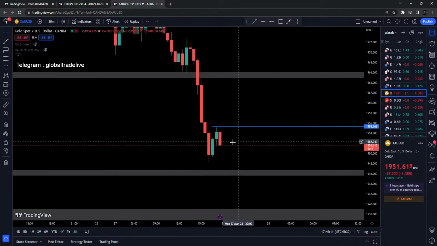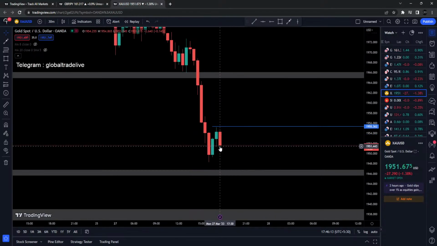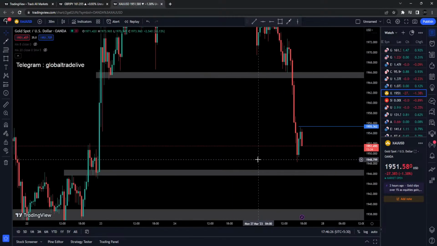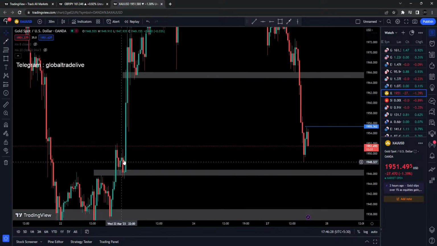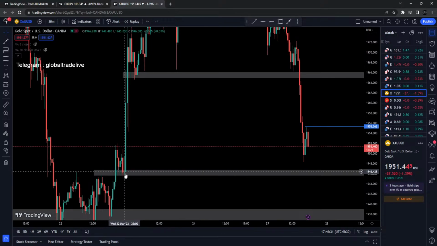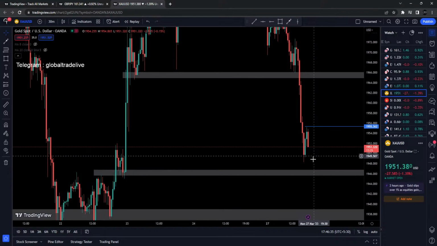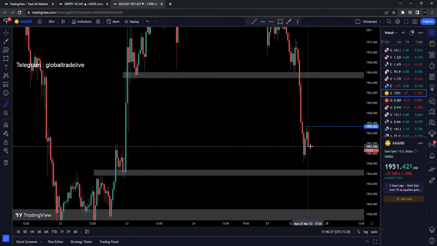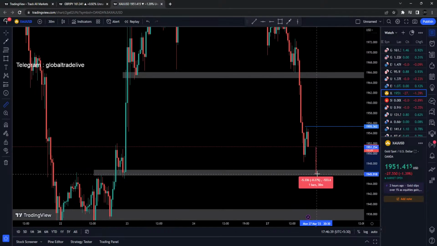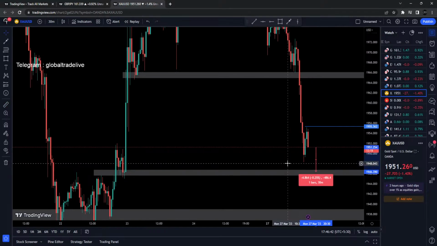So the 30-minute candle is about to break the low of the previous 30-minute candle. If that happens, there will be a very strong chance that we will be witnessing a downward momentum coming in. But the problem is, in case a retracement comes, then it might just reject this area. It's not a very nice area over here.